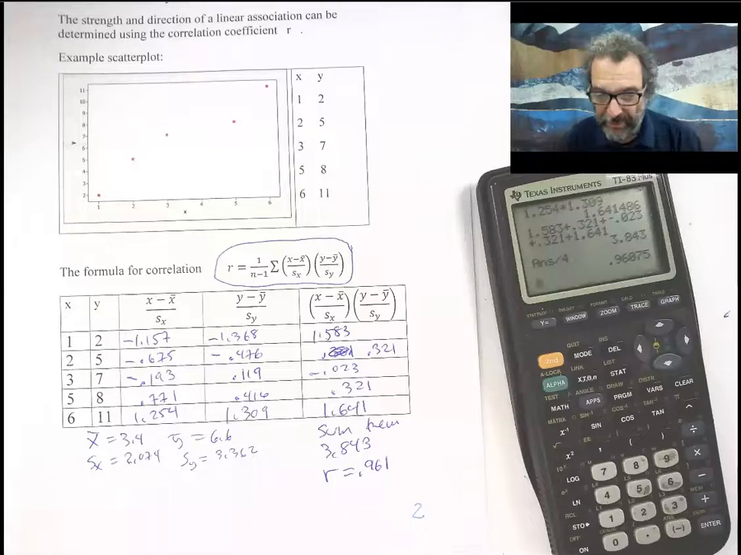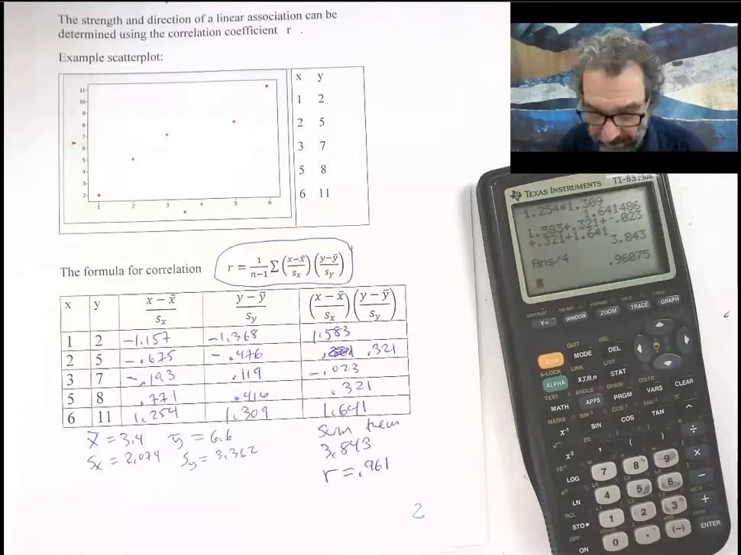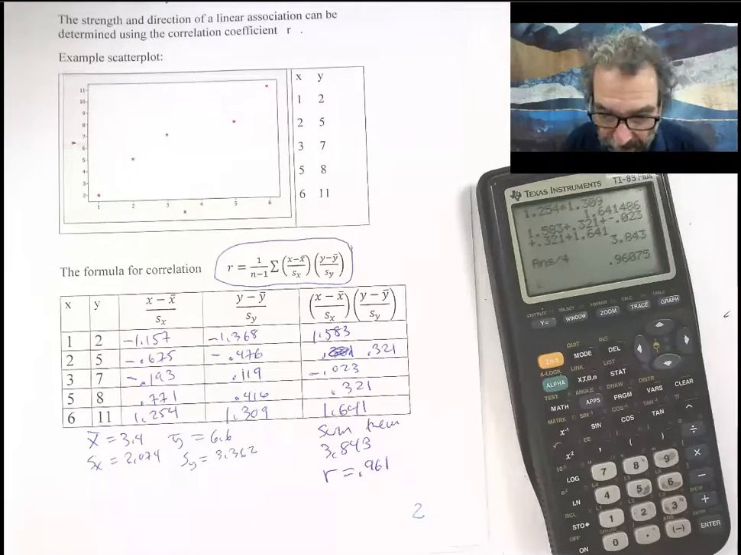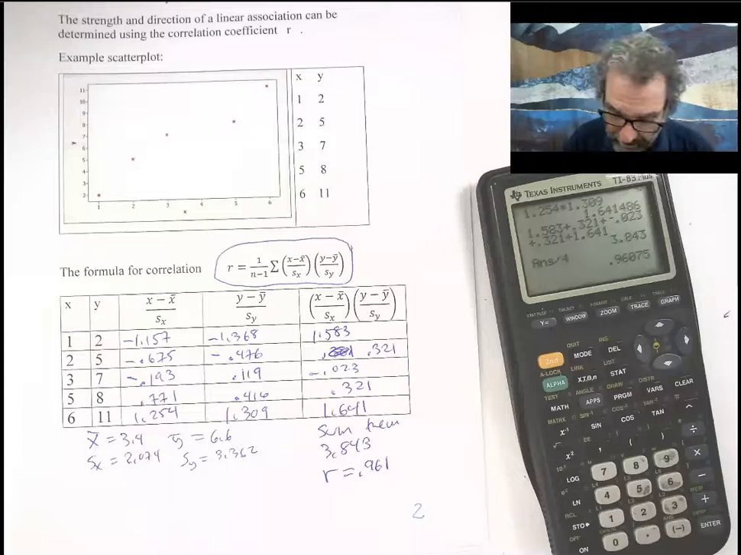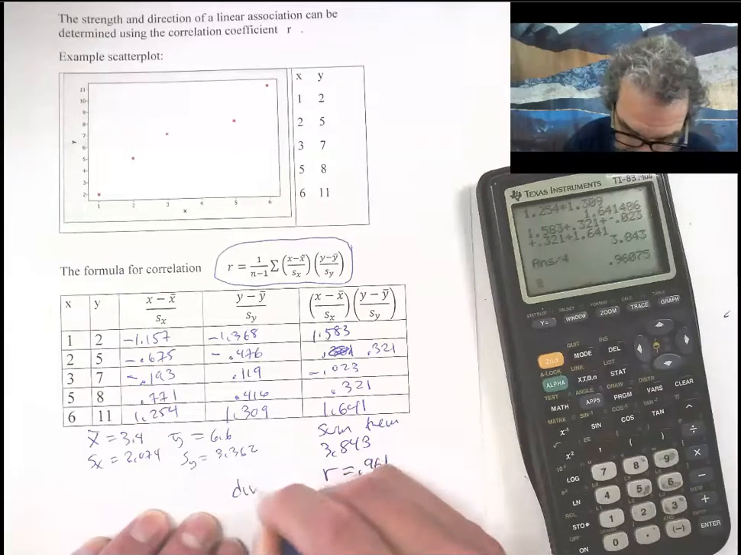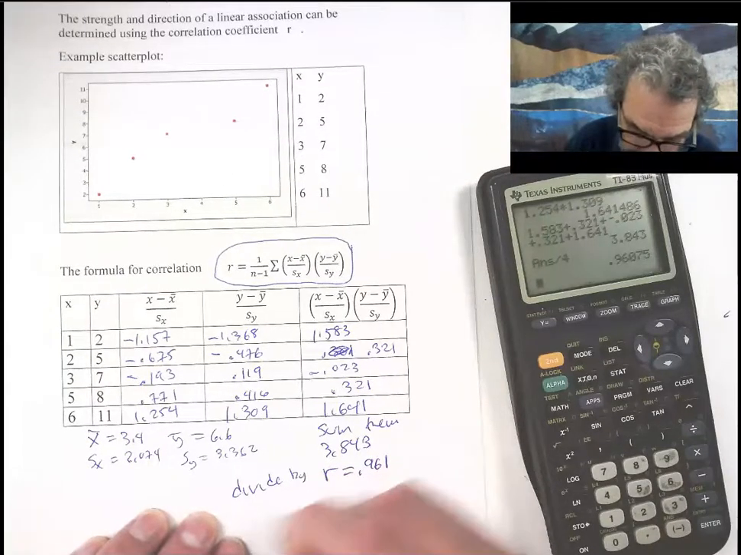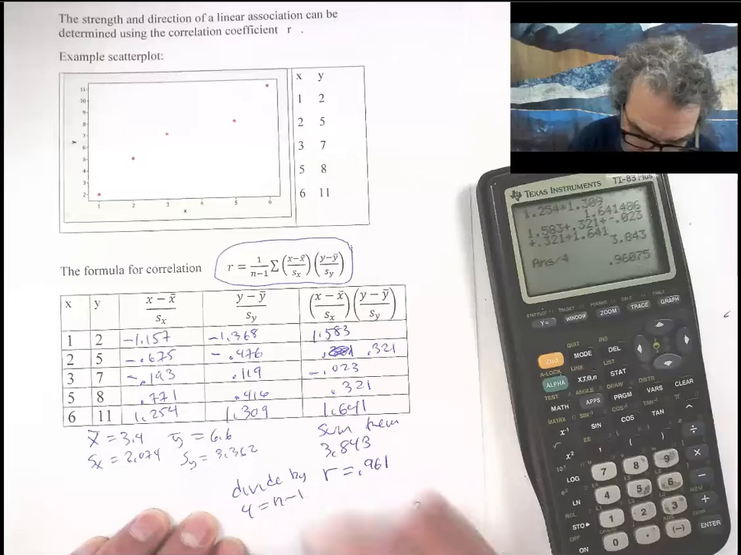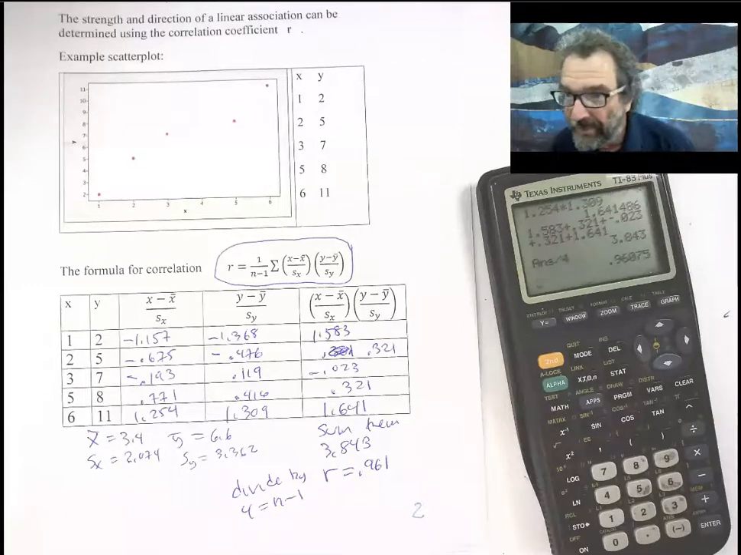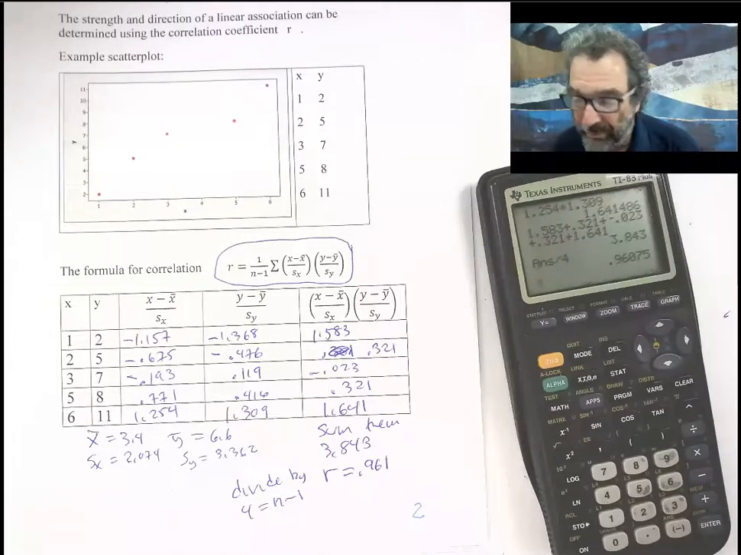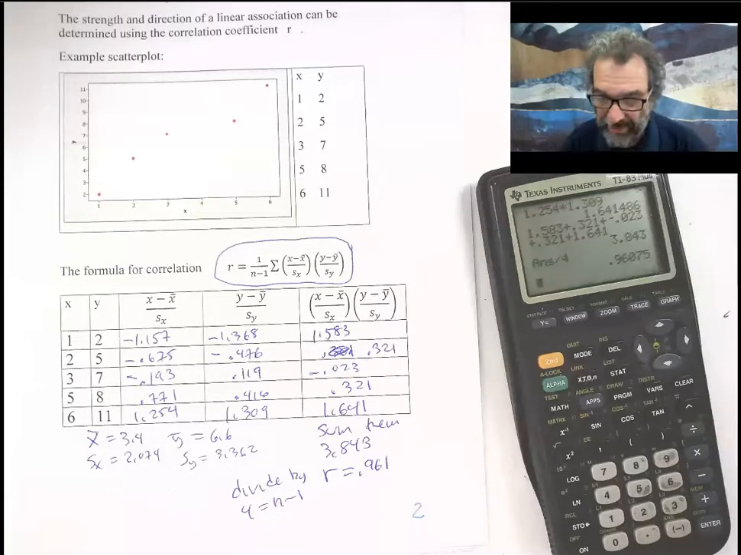So that's the plan for computing. Oh, so I divide by 4 to get R, 0.961. And I'll just double check that.